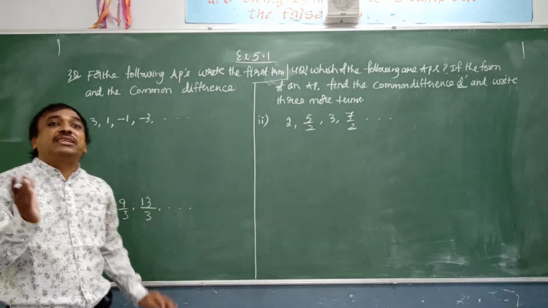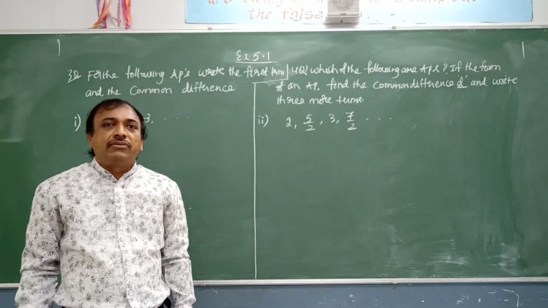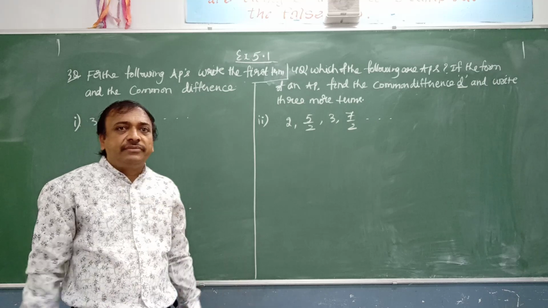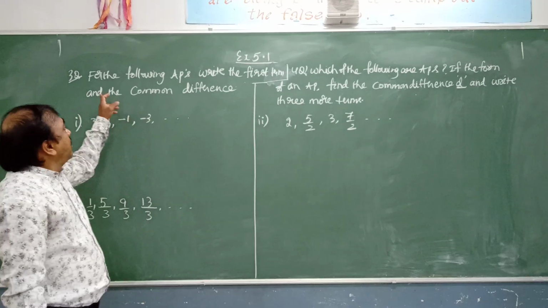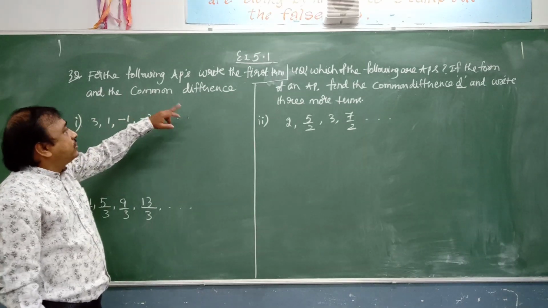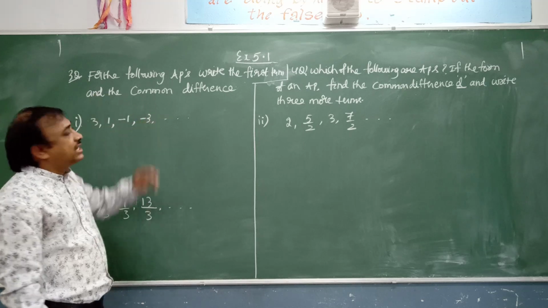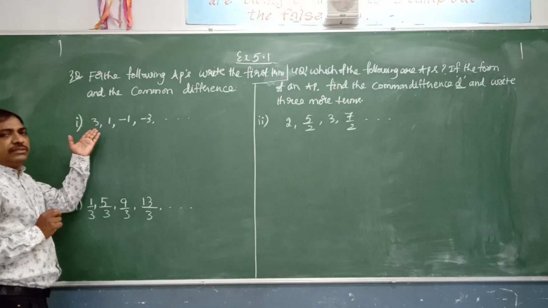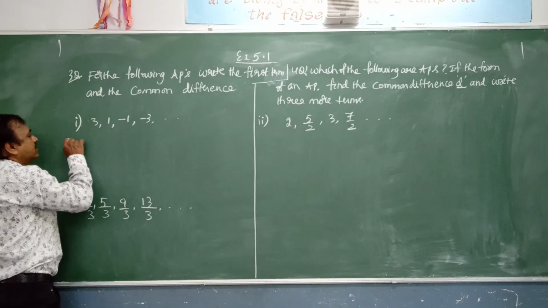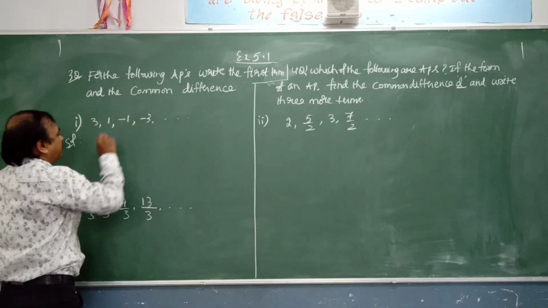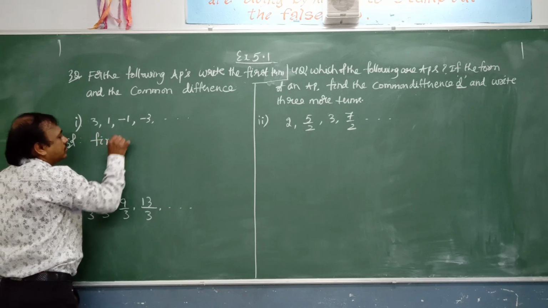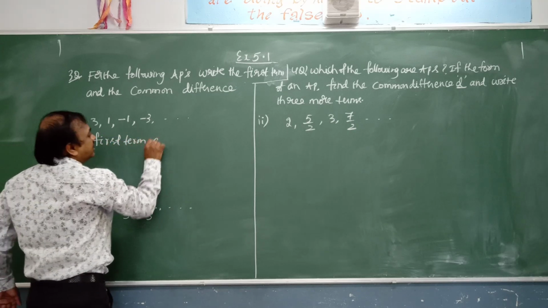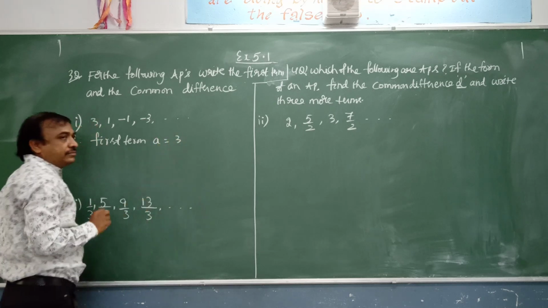So the terms are already in AP. What is the meaning? The terms are already in AP. Now you have to find out the first term and common difference. What is the first term here? 3 is the first term. So solution. First term A is equal to 3.